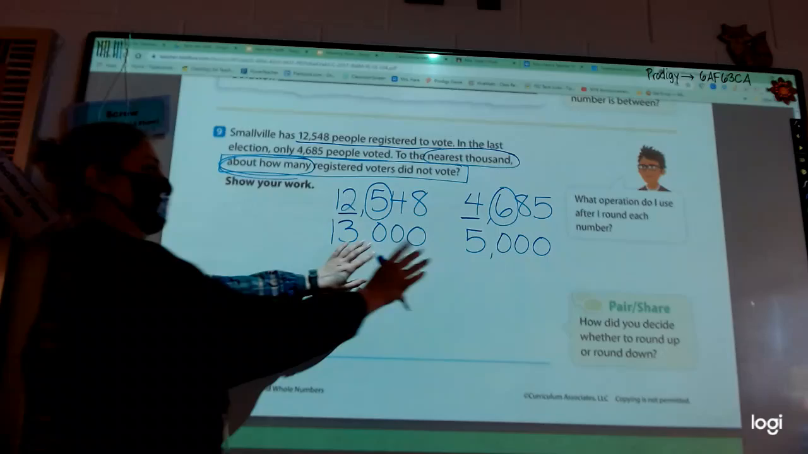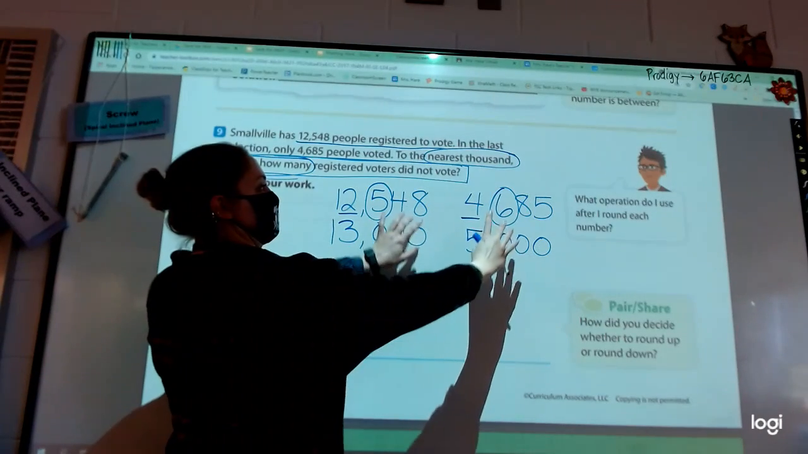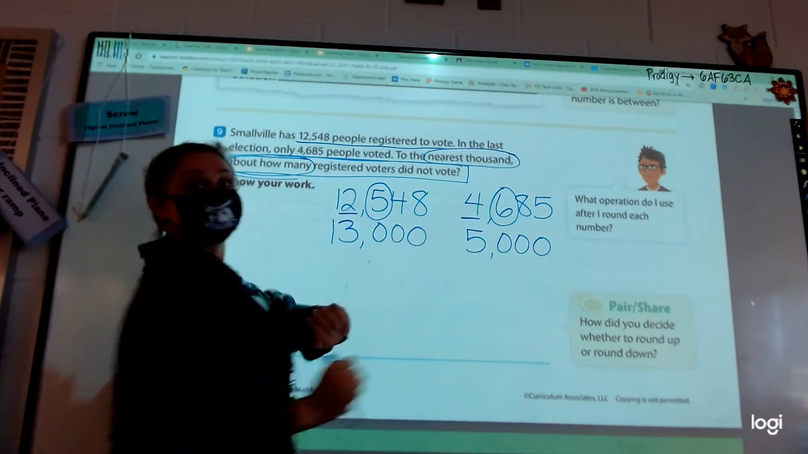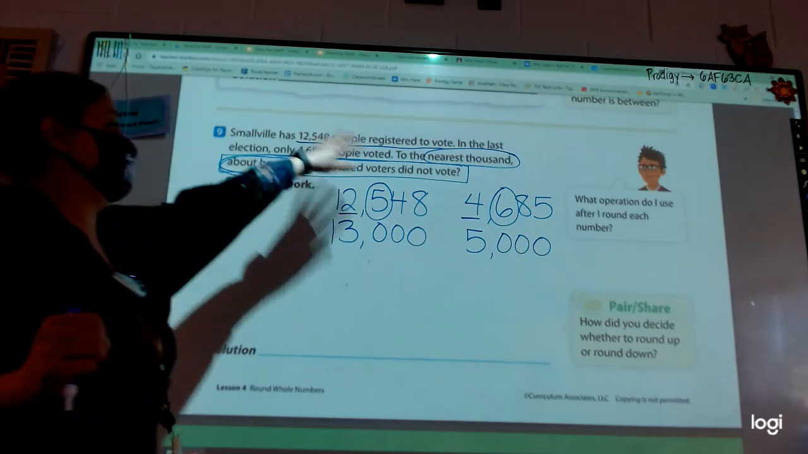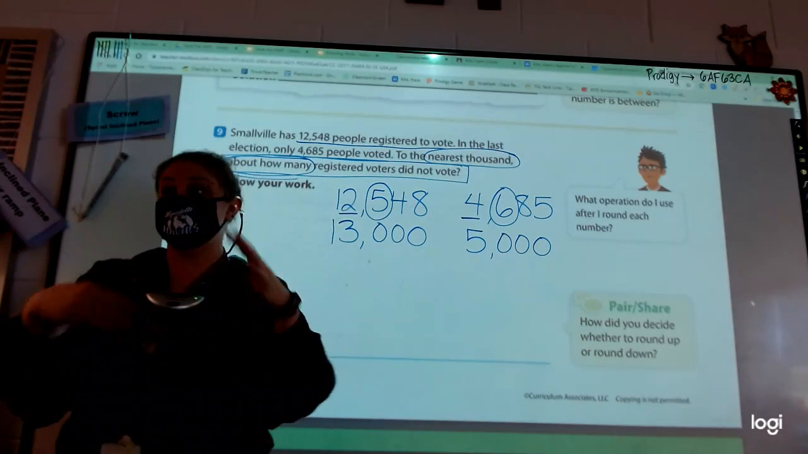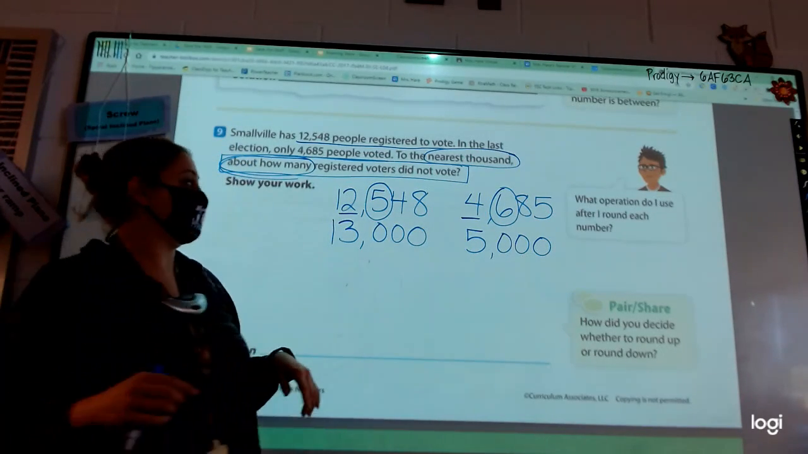All right, now they want us to do a math problem. Is it easier to add or subtract numbers like this than it is to add and subtract numbers like this? Yes. Okay. A little bit. So make sure when you're doing a math problem, they say estimate your answer. That doesn't mean add it up difficultly and then round your answer. You round first. All right?